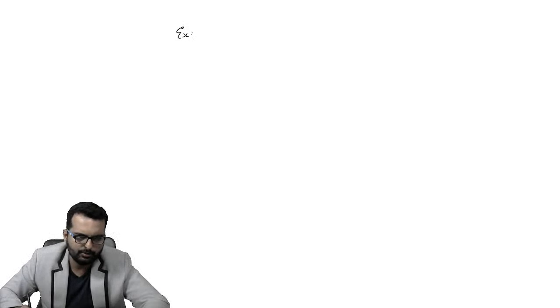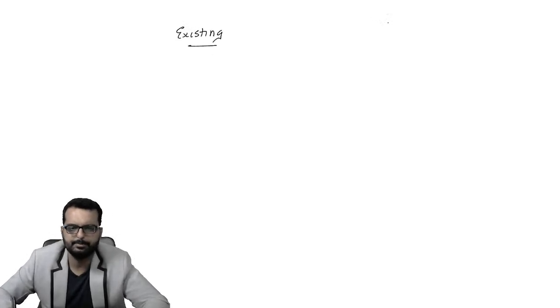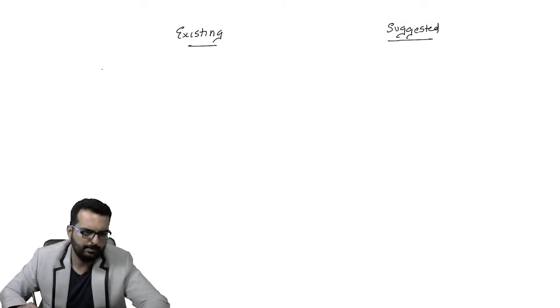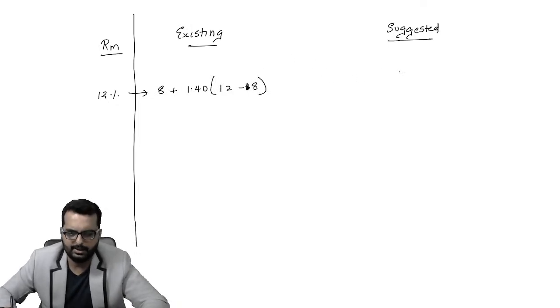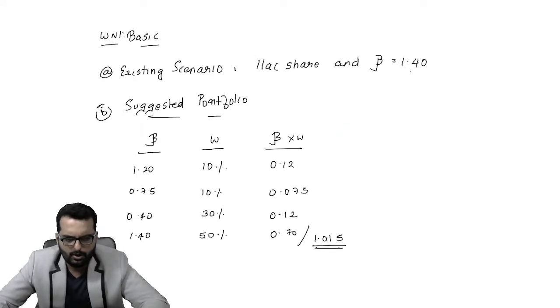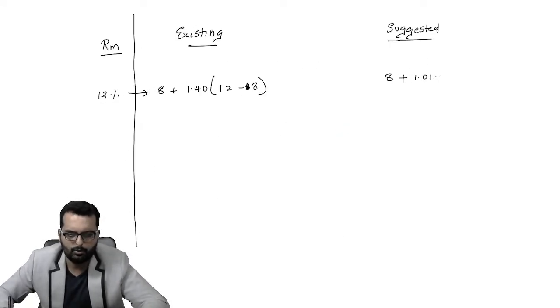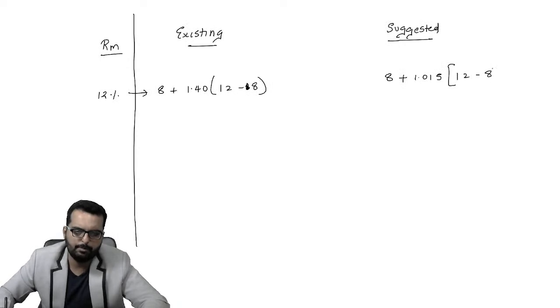All right. So I'll just put a table over here, a very, very simple question. Existing, suggested. Okay. In that, I'll write down first one. I'll put the RM as 12 percentage. If the RM is 12 percentage, what will be the formula? RF plus beta into RM minus RF. Sorry, into 12 minus 8. And here the formula would be what? 8 plus, what is the beta? 1.015 into 12 minus 8.